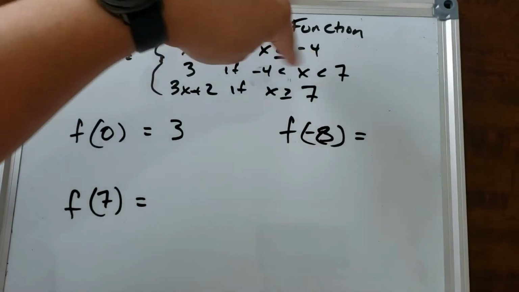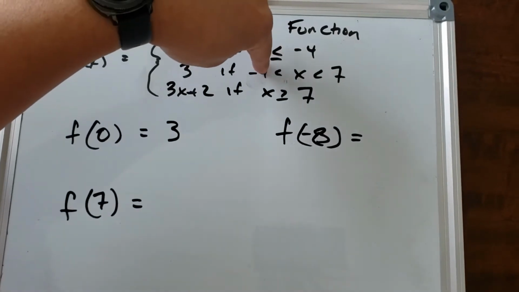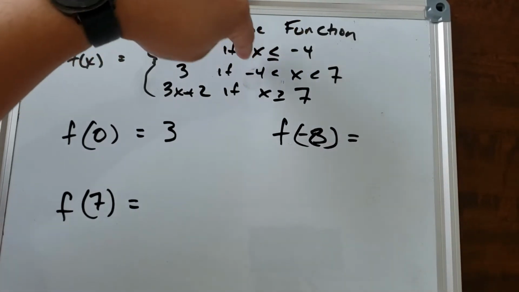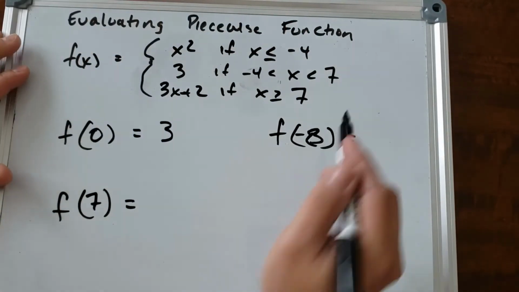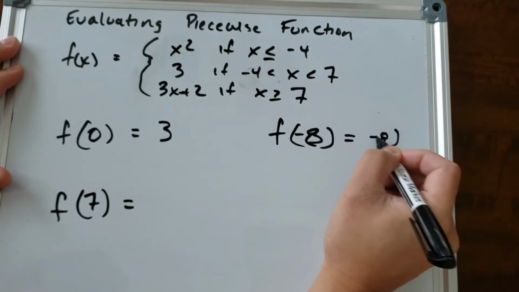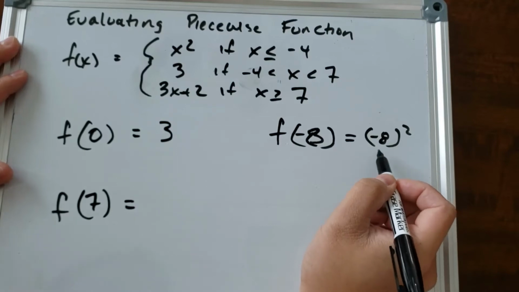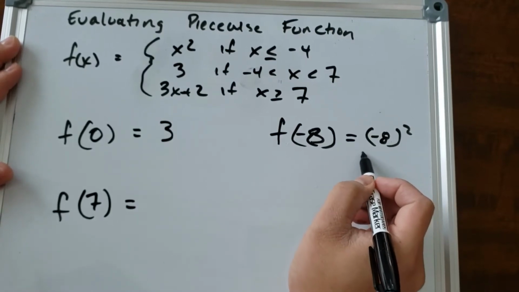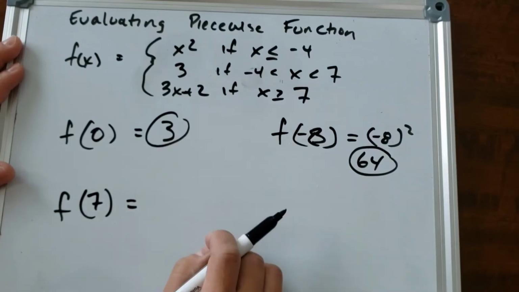So again, we're going to go through my pieces. Is -8 less than or equal to -4? Well, yeah, -8 is less than -4, right? So we're going to use this. We're going to plug this x value into here. So this is going to be -8, and then it tells me to square it. Well, what's -8 squared? That means -8 times -8, and that's going to give me 64. So that's my answer for this one, okay?